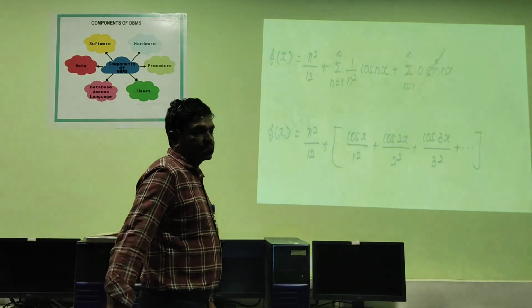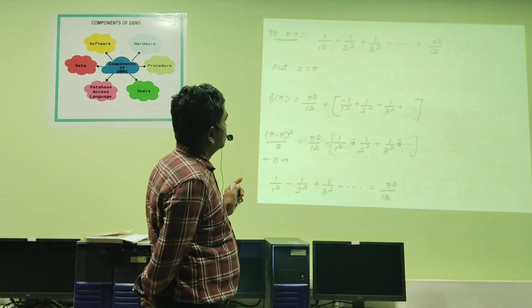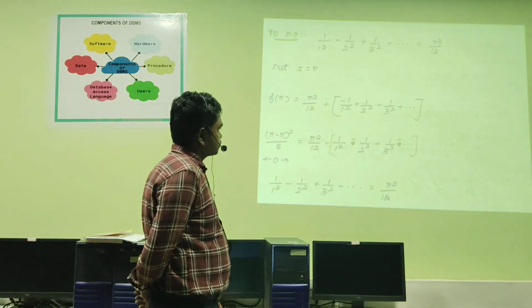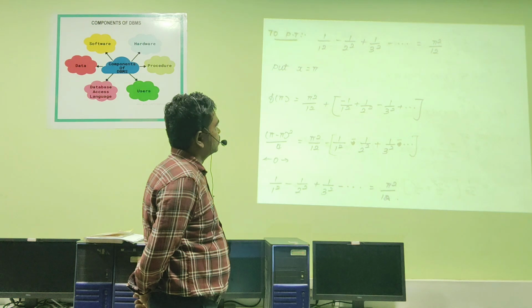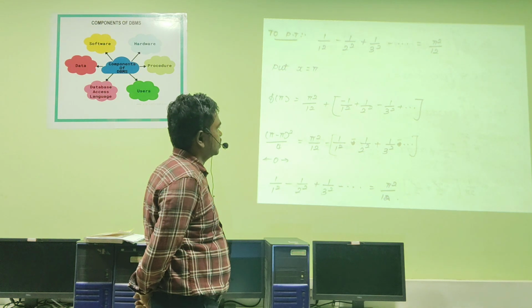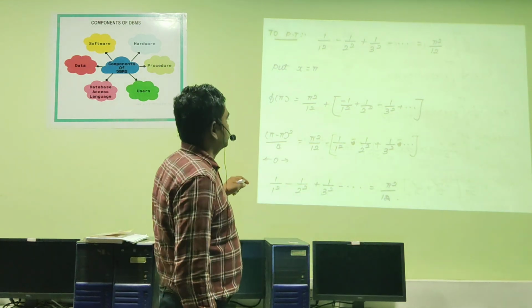So now we find the values. Here we also have to prove that 1 by 1 square minus 1 by 2 square plus 1 by 3 square minus etc. is equal to pi square by 12.